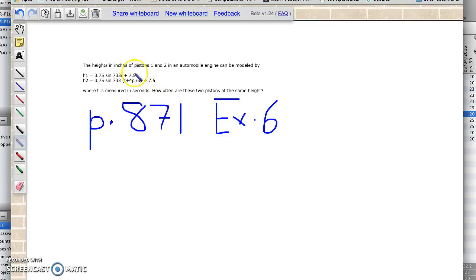How many solutions are there for t? Basically, how often are these pistons at the same height? Just like in our previous problem, where x was true at 5 pi over 4 and 7 pi over 4, these two things should be equal to each other at various values of t. So when we solve for t, we should get an answer. Let's put that off for tomorrow. Have a nice day.